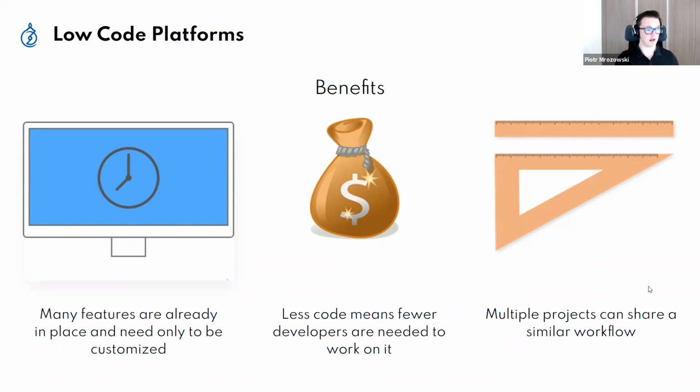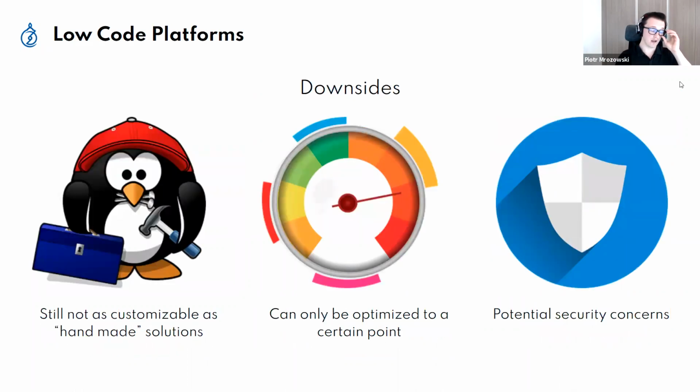And another thing, multiple projects can share a similar workflow. The basic structure is similar across different apps you might make with WordPress, for example. And when starting new projects, it's not completely different. So it kind of speeds up development. There are, however, downsides to these solutions.